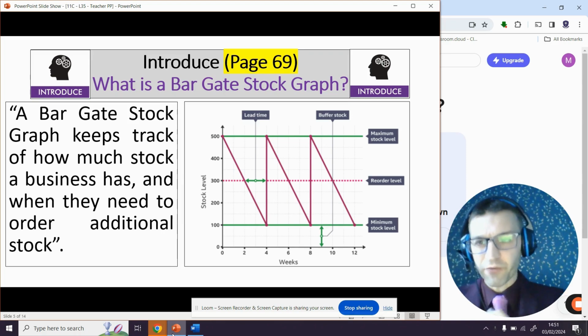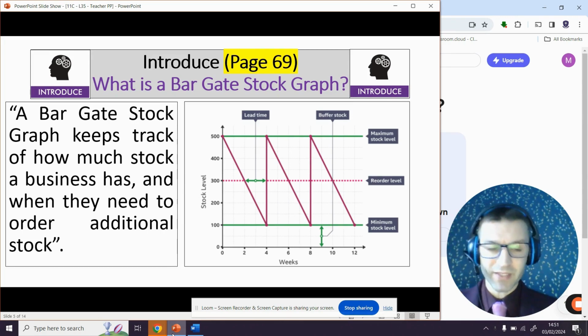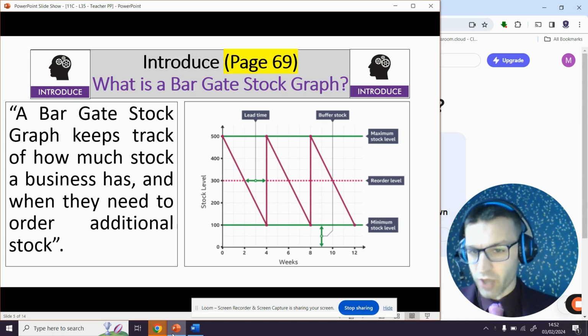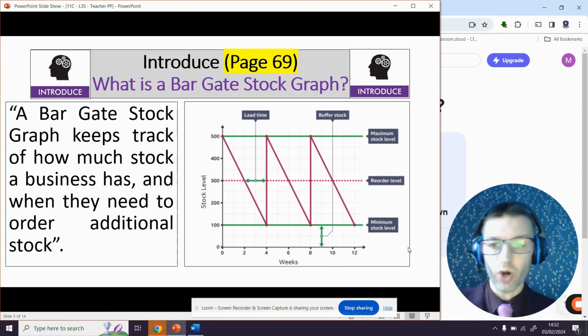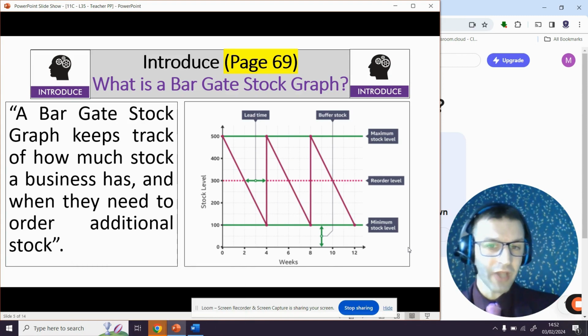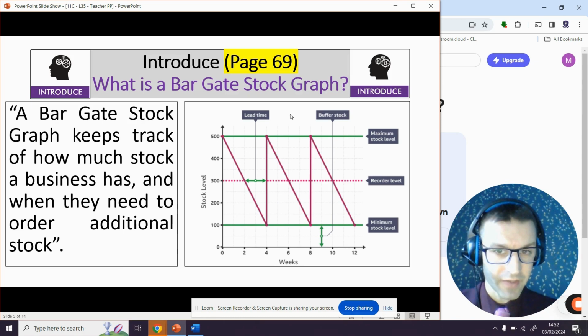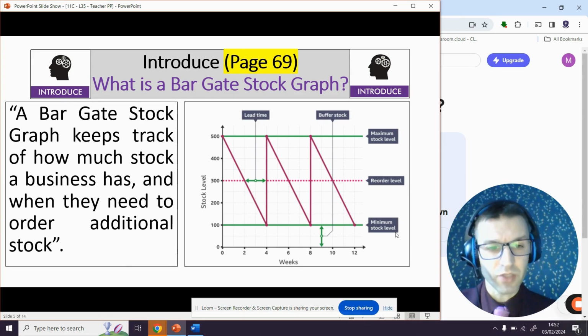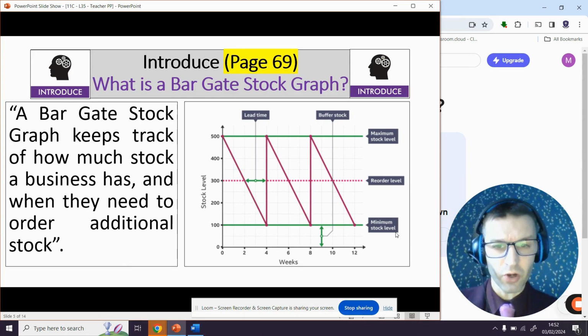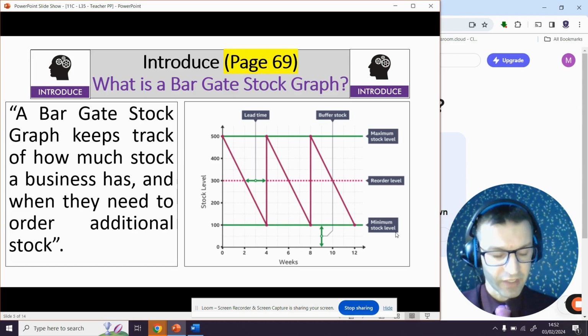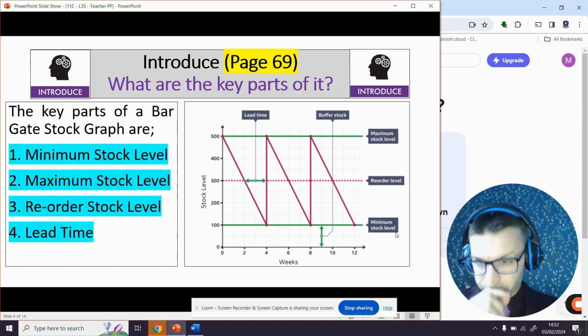So what is it first of all? A bar gate stock graph basically is a tracking tool. It helps the business manage their stock effectively. It's a tool used to see how much stock they have and when they need to order additional stock. It also has some key areas, as you can see by this diagram here, such as the lead time, buffer stock, maximum stock level, reorder level, and minimum stock level as well. We'll talk you through all those areas and what they specifically mean in today's video.